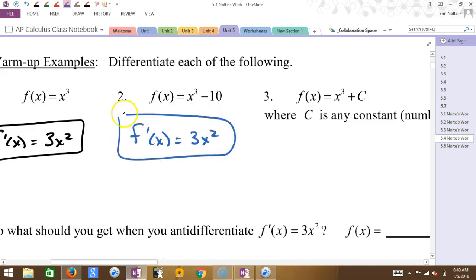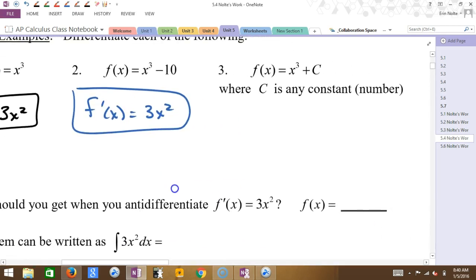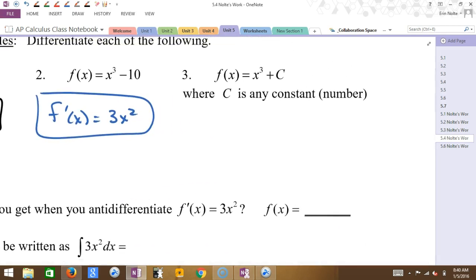Okay, so basically the whole point of this little first section is for you to understand that when you derive a function, it is possible to get the same derivative as something that was originally different, based completely upon the constant value. Okay, so if you were going to derive question number 3, what would you say the derivative of that would be? 3x squared again.